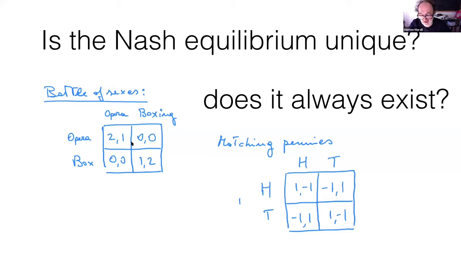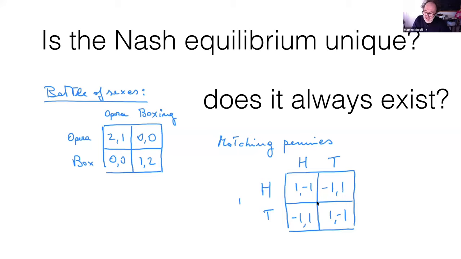And this is the situation of matching pennies. So matching pennies is, well, the problem we have defined at the beginning. And you see that if I play head, then the best response of player two is to play tail, but the best response of player one is to play tail, then head, tail, et cetera, et cetera. So there is no fixed point of best responses. So there is no Nash equilibrium here, okay?